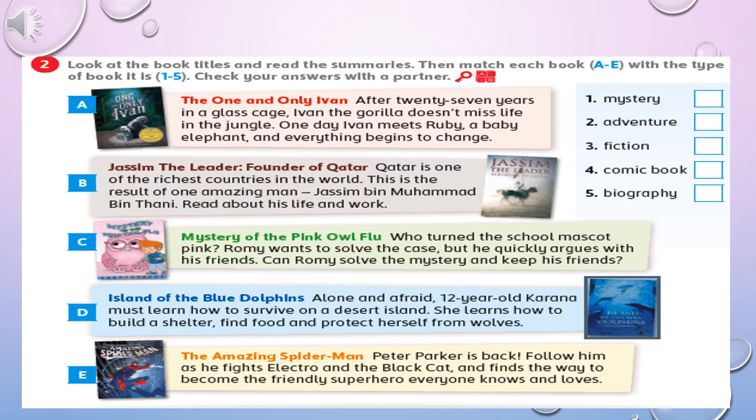Mystery of the Pink Owl. Who turned the school mascot pink? Romy wants to solve the case, but he quickly argues with his friends. Can Romy solve the mystery and keep his friends? Island of the Blue Dolphins. Alone and afraid, 12-year-old Karana must learn how to survive on a desert island. She learns how to build a shelter, find food, and protect herself from wolves.